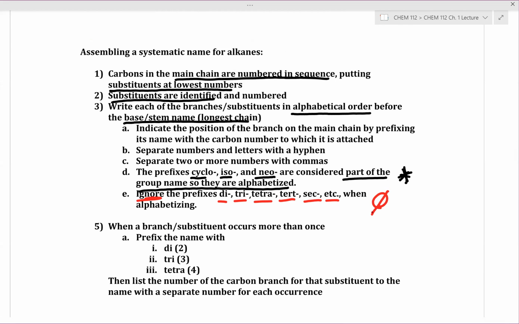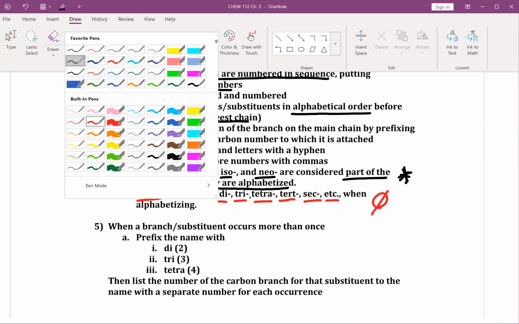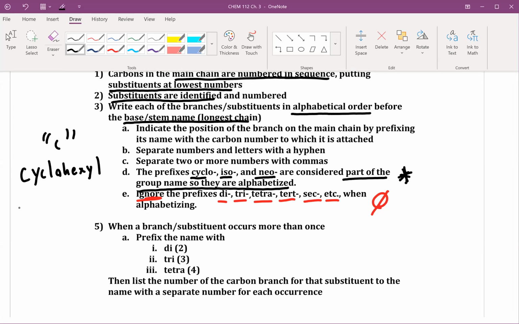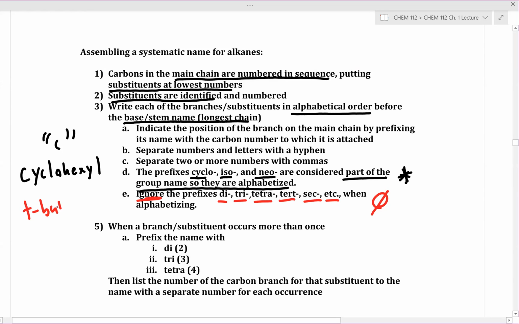Let's just do a test here. For example, if I have cyclohexyl, what letter do I care about for alphabetizing? C. Cyclohexyl, cyclo's on the list. We care about the C as our alphabetical ordering. If I have T-butyl, let me write this in red so that we can tell the difference. T-butyl, do I care about this tert prefix? No. So what letter do I care about for alphabetizing? B. There we go. This is really important because your substituents need to be in alphabetical order. So it's not numerical, it's alphabetical.